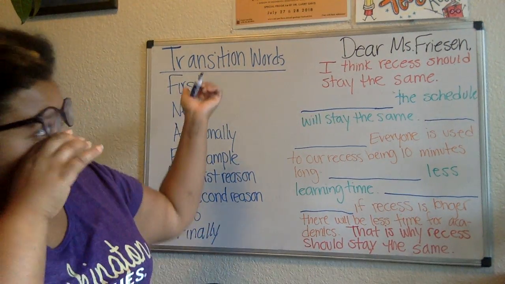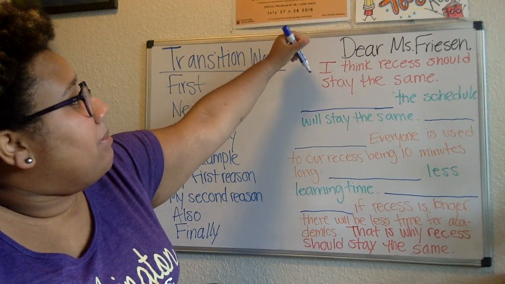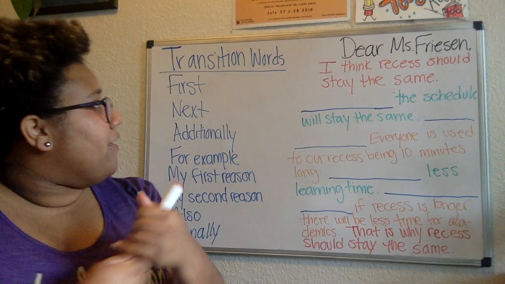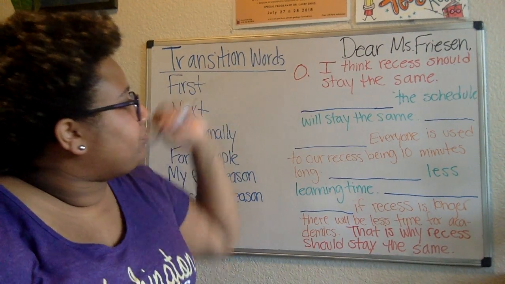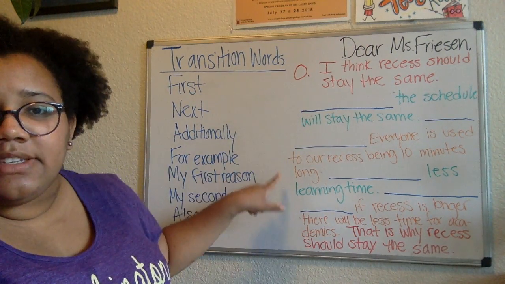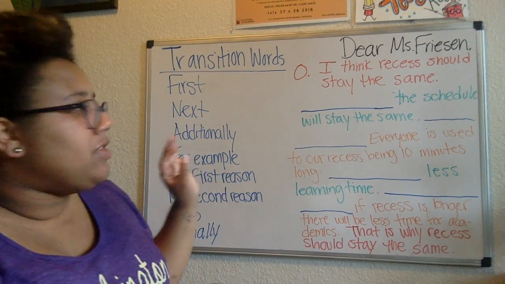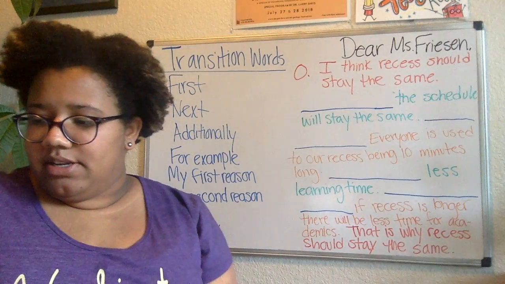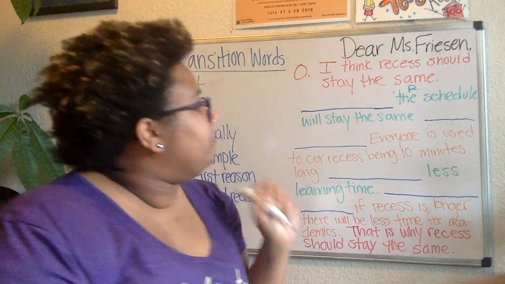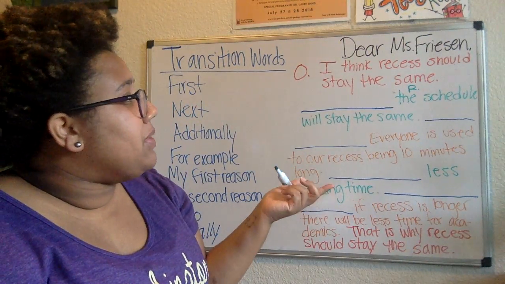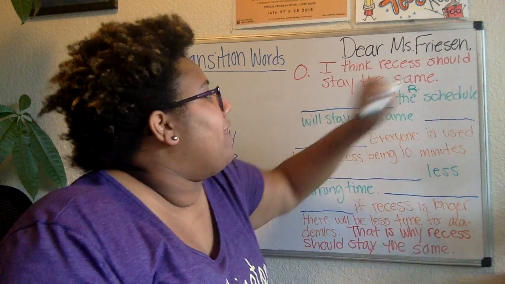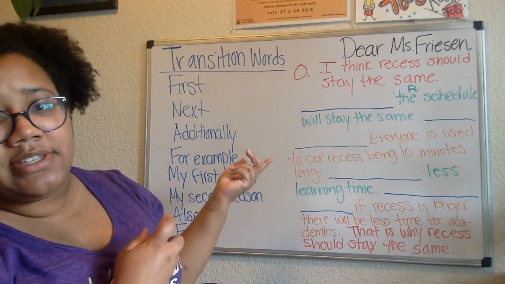So my letter was, Dear Miss Friesen, I think recess should stay the same. First, we always state our opinion. Then the blanks are where I'm going to put in some transition words. But my first reason, if we're thinking about the Oreo method again, this would have been my reason. So my first reason was the schedule will stay the same. That was my first reason as to why I think recess should stay the same.